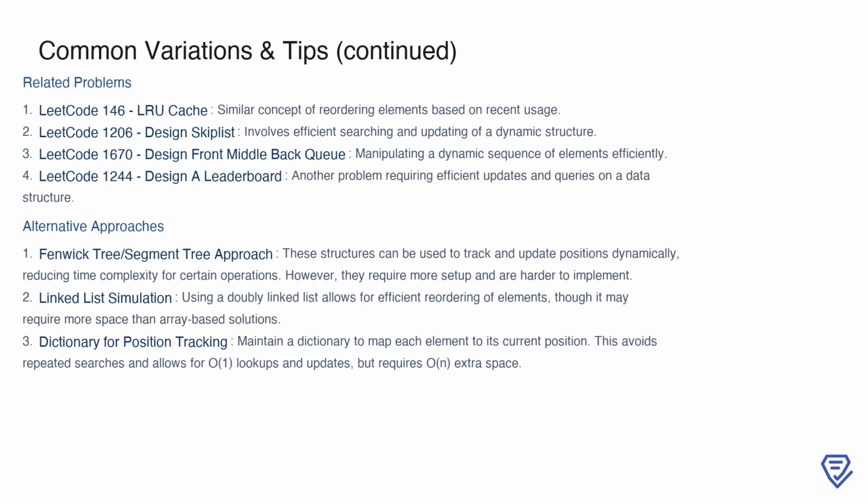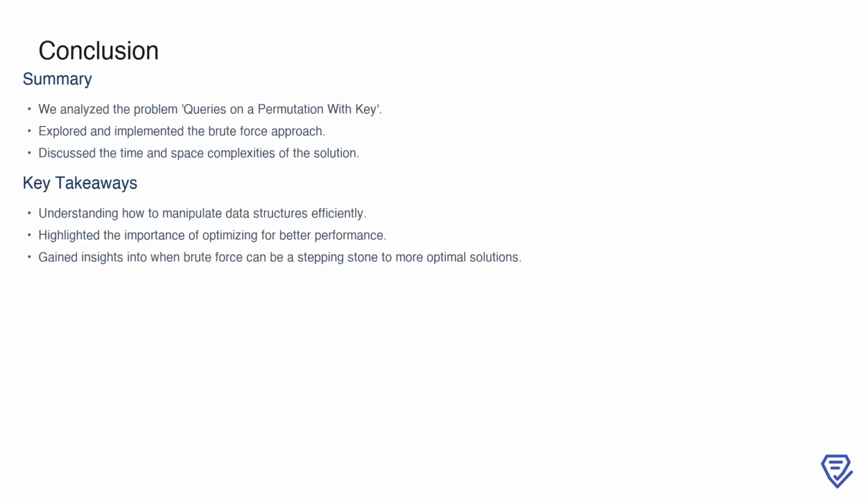As for alternative approaches, you might consider using a Fenwick tree or segment tree to dynamically track and update positions. These structures can significantly reduce time complexity for certain operations but do require more setup and can be challenging to implement. Another option is a linked list simulation. By leveraging a doubly linked list, you can reorder elements efficiently, though this may use more memory than an array-based solution. Finally, a dictionary-based approach for position tracking is simple yet effective. Mapping each element to its current position allows for O(1) lookups and updates, though it does require additional space. Each of these methods has its own strengths and trade-offs, so choose the one that best fits the constraints and requirements of the problem. Great job!